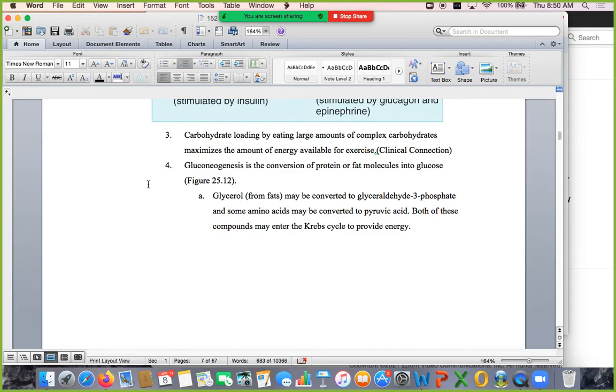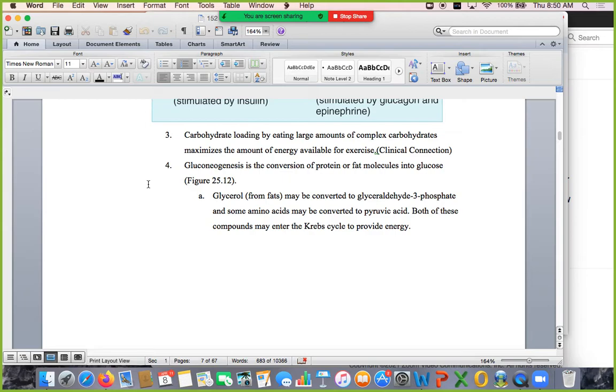So if you're going to need to have a lot of energy available to you, for example, you're a marathon runner or something, you can do something called carbohydrate loading, or carb loading. If you eat a large amount of complex carbohydrates, those carbohydrates are going to slowly break down into sugars so that you can have an energy source for a longer period of time. So you have a lot of energy available for your exercise.